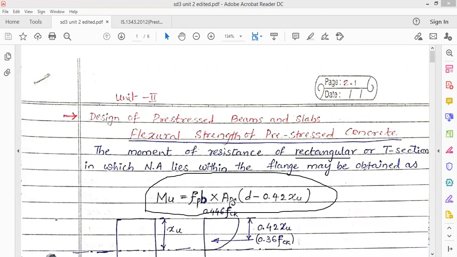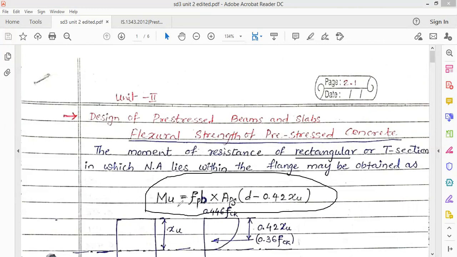But for certain members, let's say flanged members, the neutral axis may be lying within the flange or it may not be lying within the flange. With respect to this neutral axis position, we have the equation of moment of resistance. First we are going to consider the neutral axis lying within the flange of the section. So considering the rectangular or maybe the T section, we assume that the neutral axis will be lying within the flange.